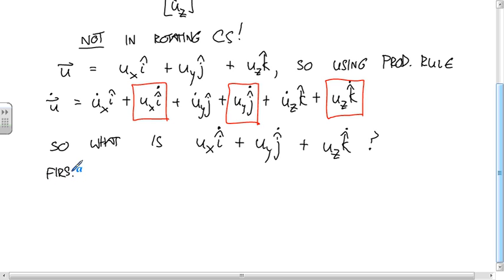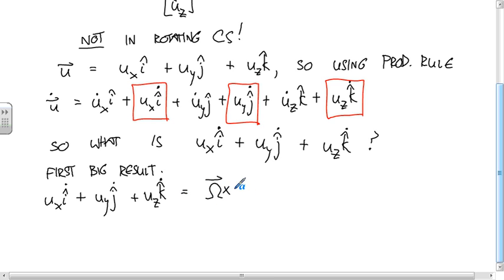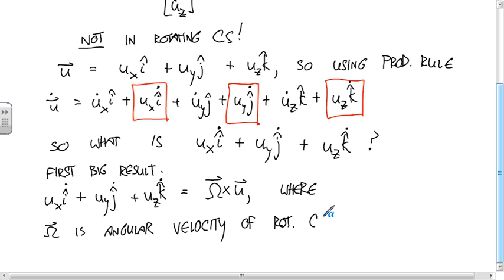So our first big result for rotating coordinate systems is that ux i dot plus uy j dot plus uz k dot is equal to capital omega crossed with u, where this capital omega is the angular velocity of your rotating coordinate system with respect to a non-rotating coordinate system.